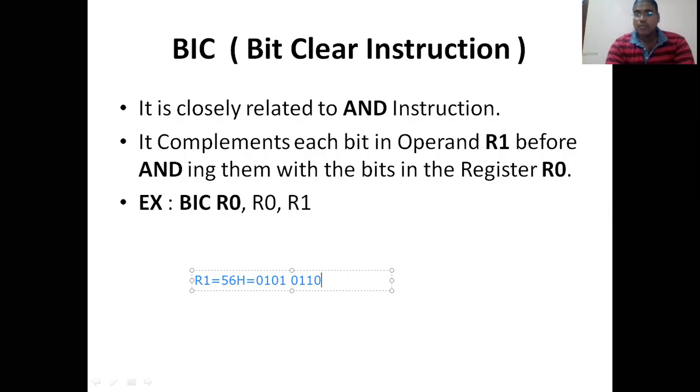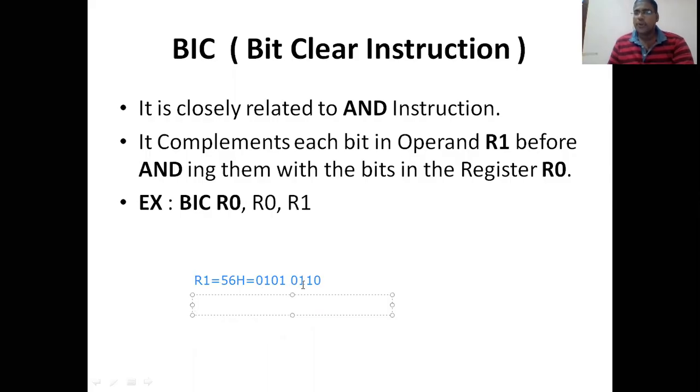So what is the first thing the processor is going to do? Whenever it encounters this BIC instruction, it will go through the last operand. Here the last operand is R1. So it will first see the value present in R1. What value have we assumed? We have assumed R1 is equal to 56H. If you write this 56H in binary form, it will be like this.